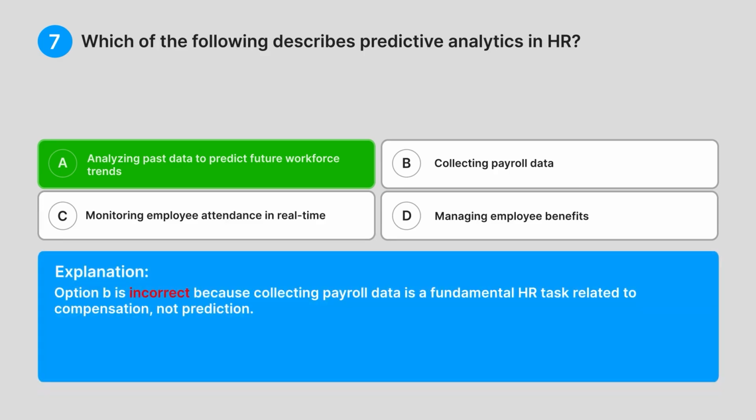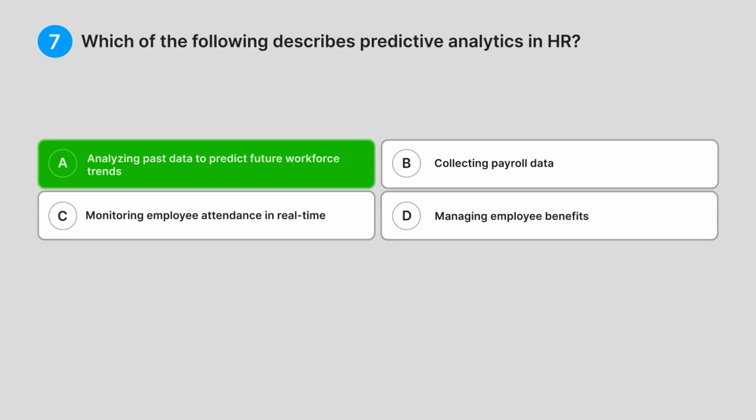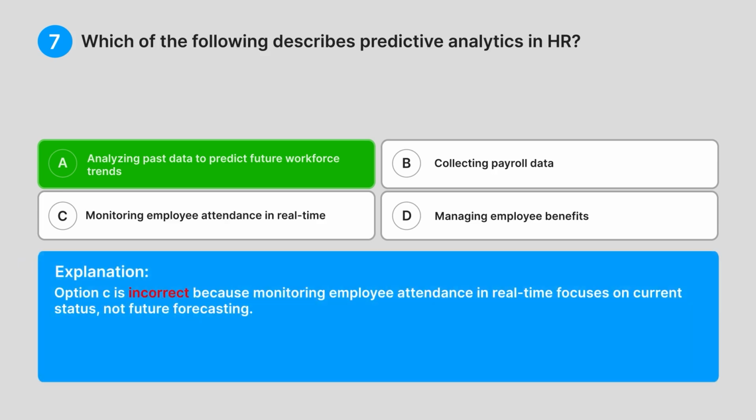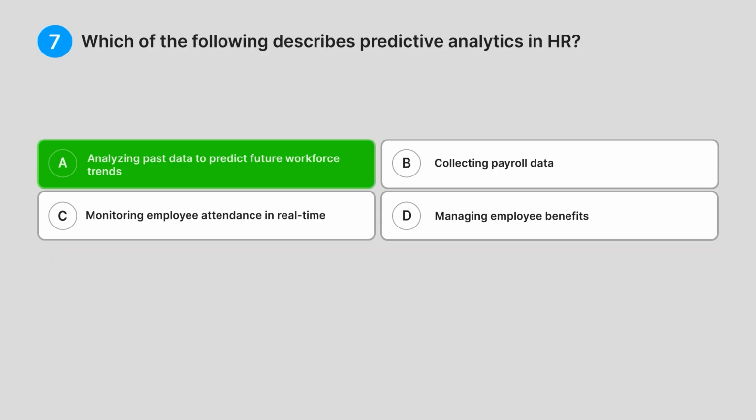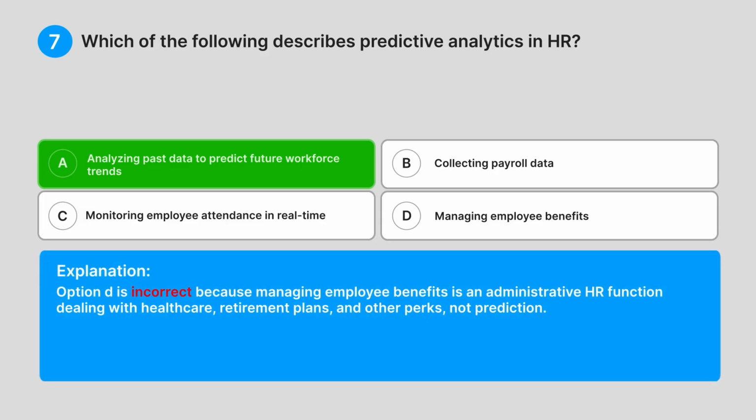Option B is incorrect because collecting payroll data is a fundamental HR task related to compensation, not prediction. Option C is incorrect because monitoring employee attendance in real time focuses on current status, not future forecasting. Option D is incorrect because managing employee benefits is an administrative HR function dealing with healthcare, retirement plans, and other perks, not prediction.